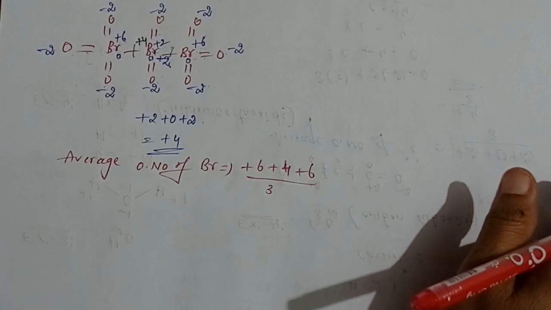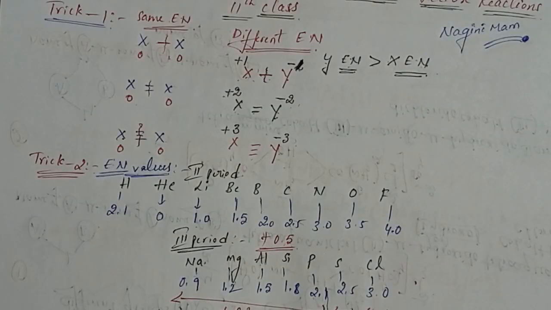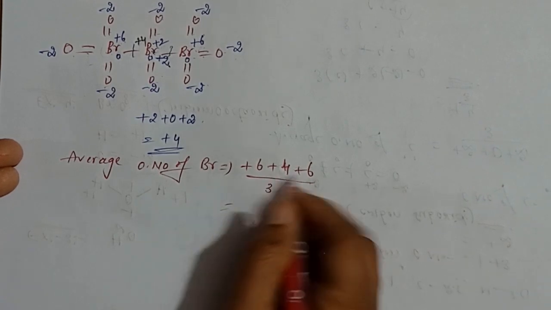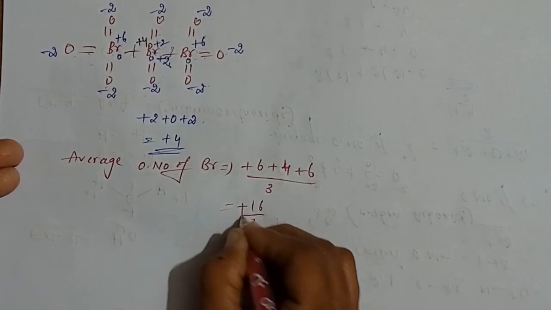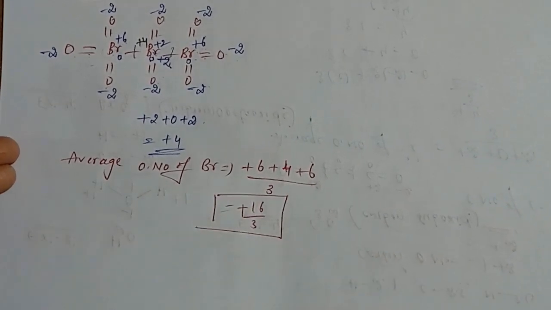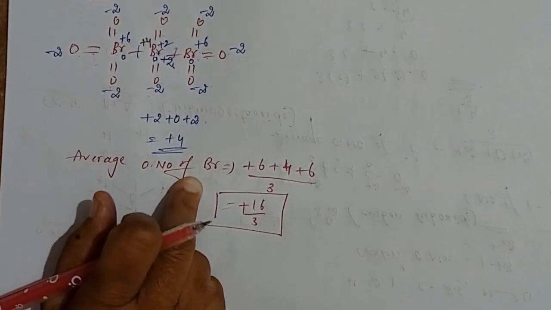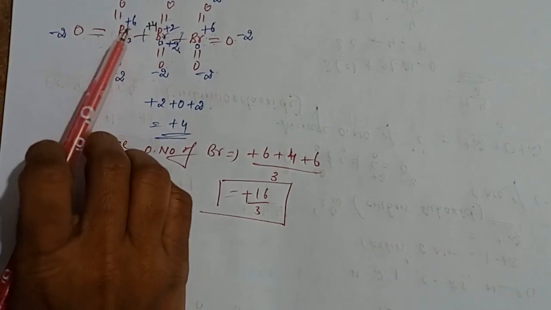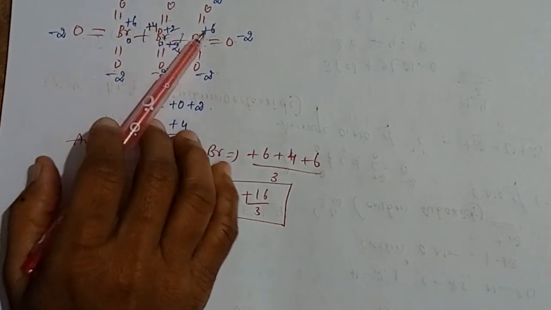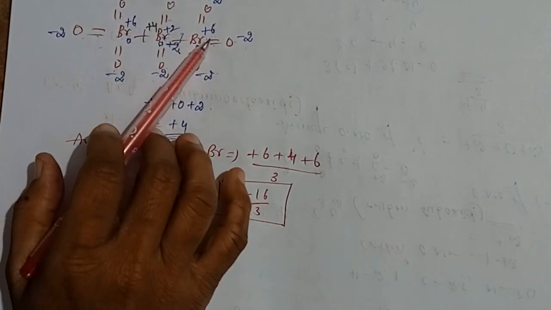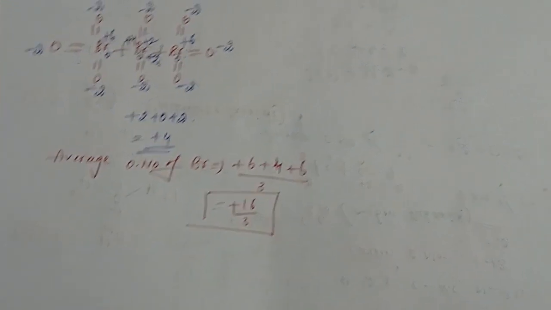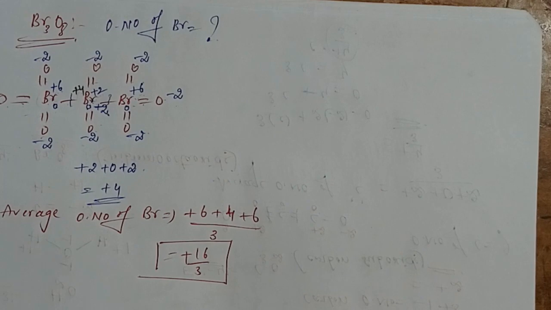Total 3 bromine atoms are there. So that's 16 by 3. This is the average oxidation number of bromine. Here 3 bromine atoms are showing 3 different values: plus 6, plus 4, plus 6. Average oxidation number means plus 16 by 3 you will get. So this is the Br3O8 formula.